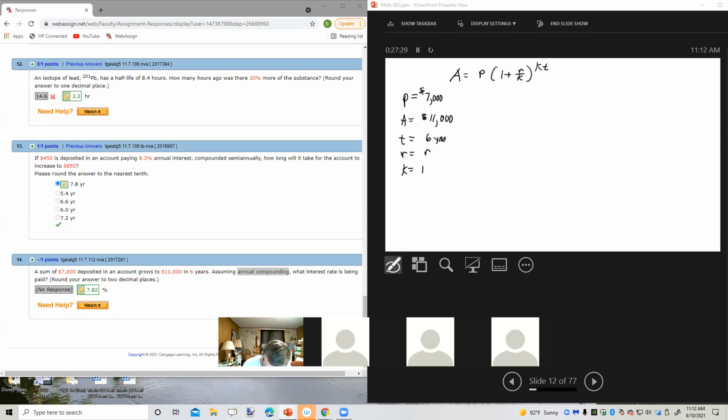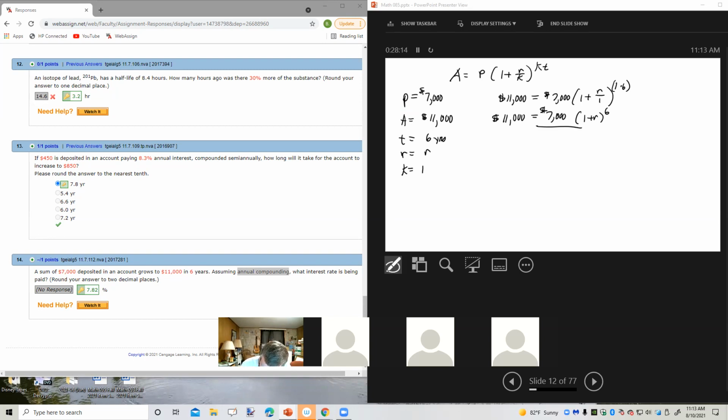So now filling everything in, we have $11,000 equals $7,000 times 1 plus R, which is the unknown, over 1 to the 1 times 6 power. Now, R over 1 is just R. 1 plus R is 1 plus R, and 1 times 6 is 6. So I can simplify it down to that. Again, any questions how I got there?